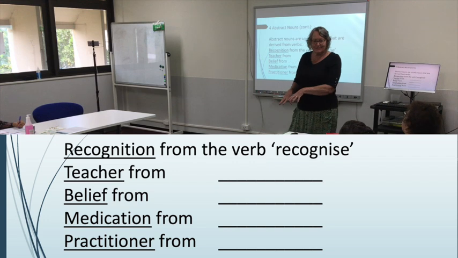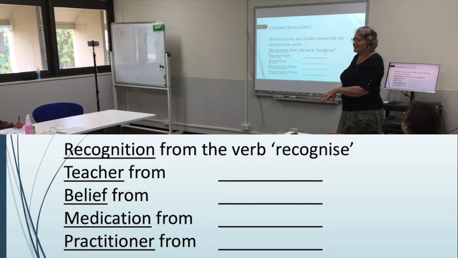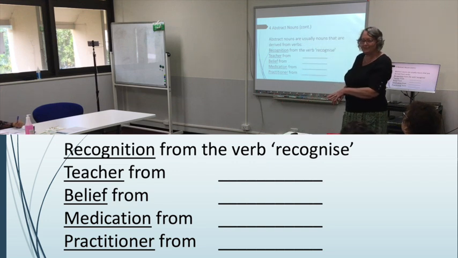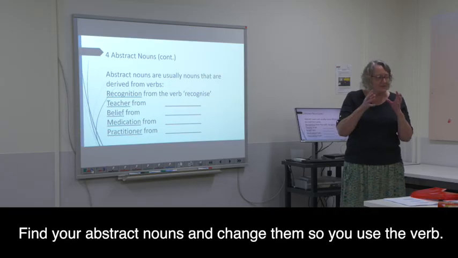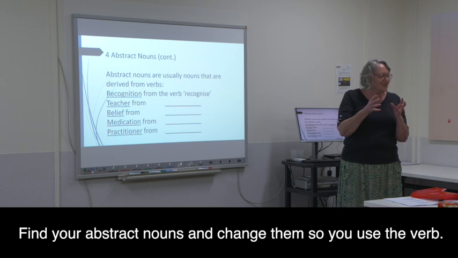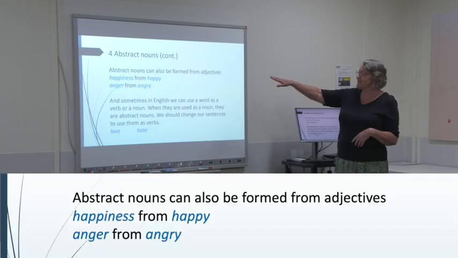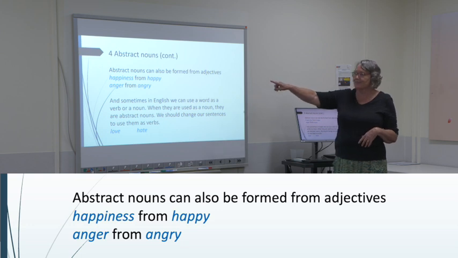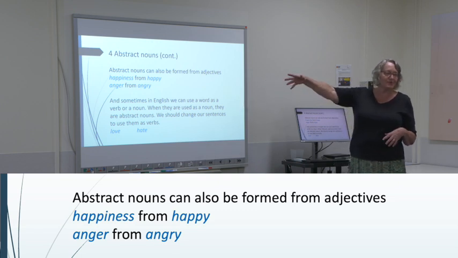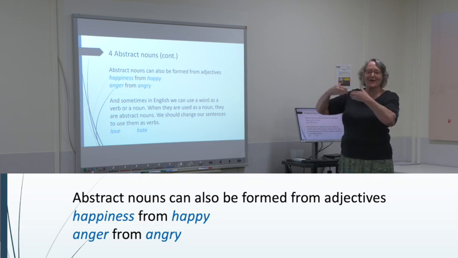And you're really getting into realms that make it very hard for people who don't have these in their language. And so you really do need to find your abstract nouns and change them so that you use the verb. Abstract nouns can also be formed from adjectives, like you get happiness from happy. Happy is an adjective, but you're wanting to talk about that, and you've brought it out and abstracted it.